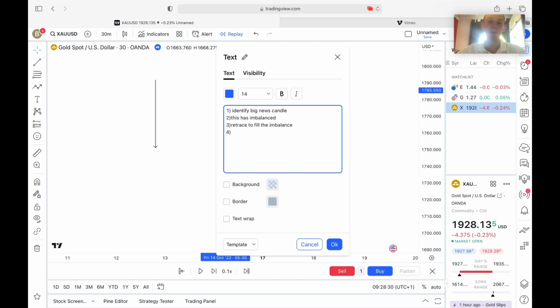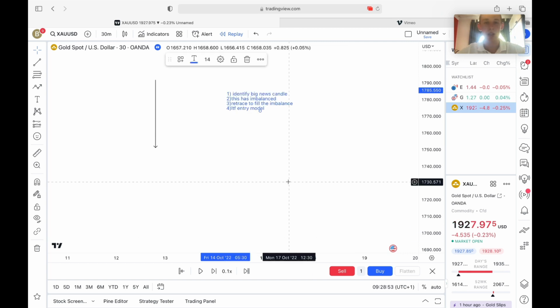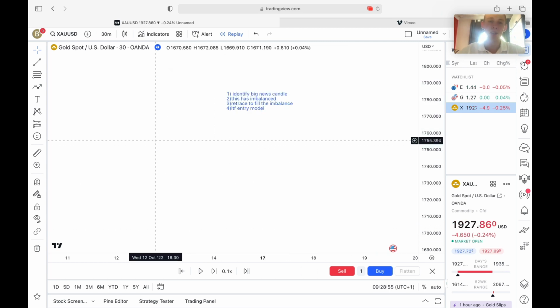And then step number 4 is our lower time frame entry model. We don't want to just sell or buy at the top or bottom of the imbalance candle. We want to wait and see if the lower time frame can give us our entry model, and I will go into detail exactly what that means in a moment. But what we want to see is the lower time frame entry model. Right, so these are our 4 steps.